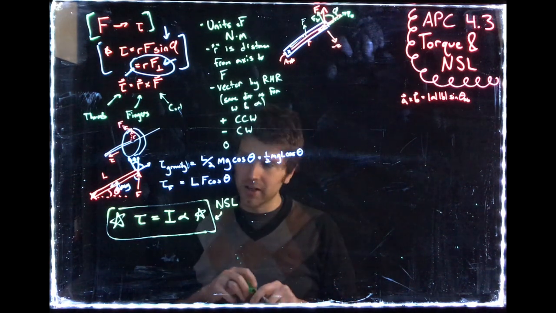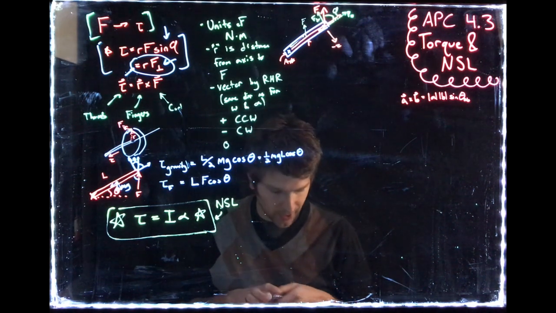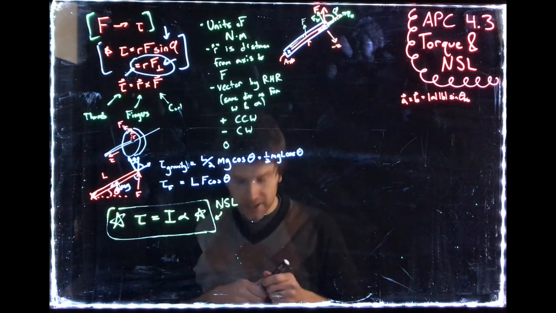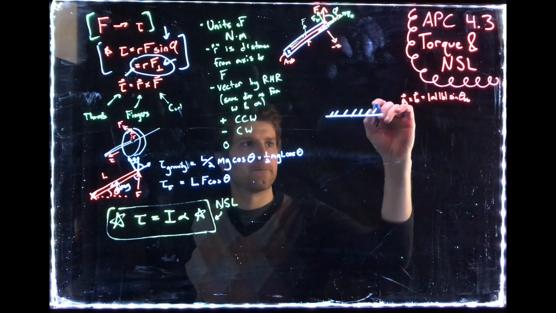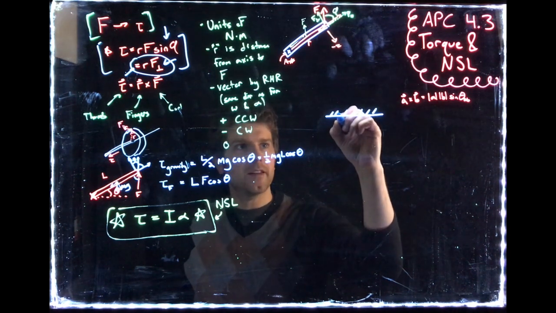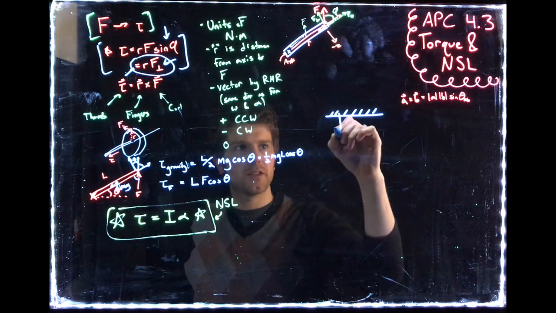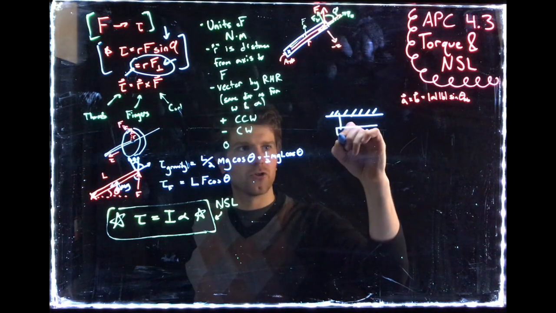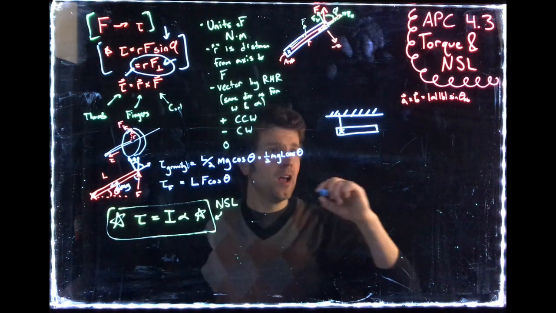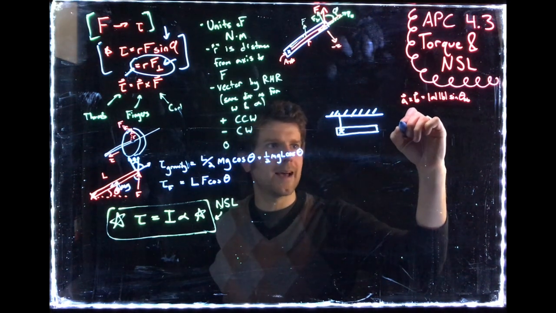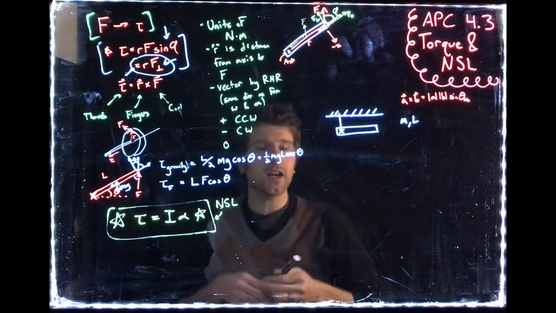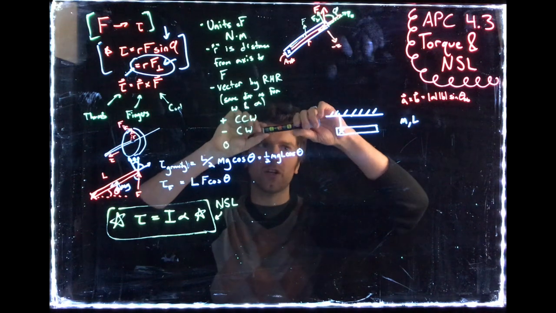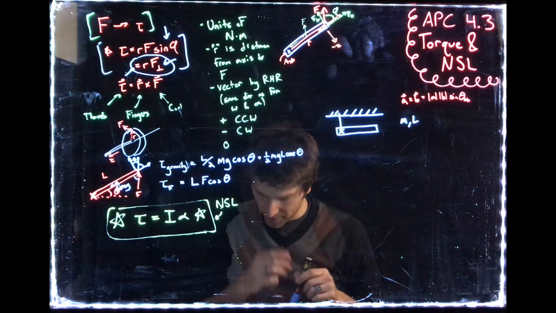So I want to do a little example of how to apply torque equals I alpha. What we're going to do is imagine that we have a stick, and that stick is going to be suspended from the ceiling. It's down on a little string or something, which is tied around the pivot. And this stick has a mass m and a length L. We're just going to suspend it. It's balanced at one end, and we're just going to let the other end drop. We're going to drop it from rest.